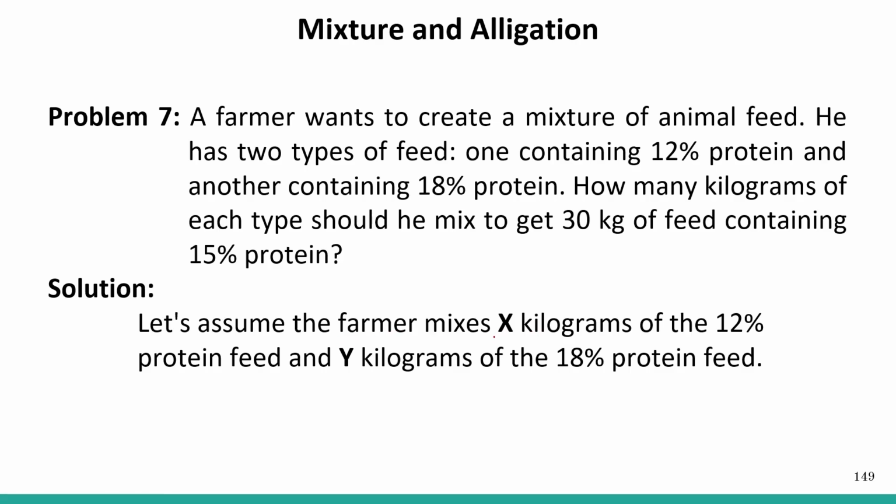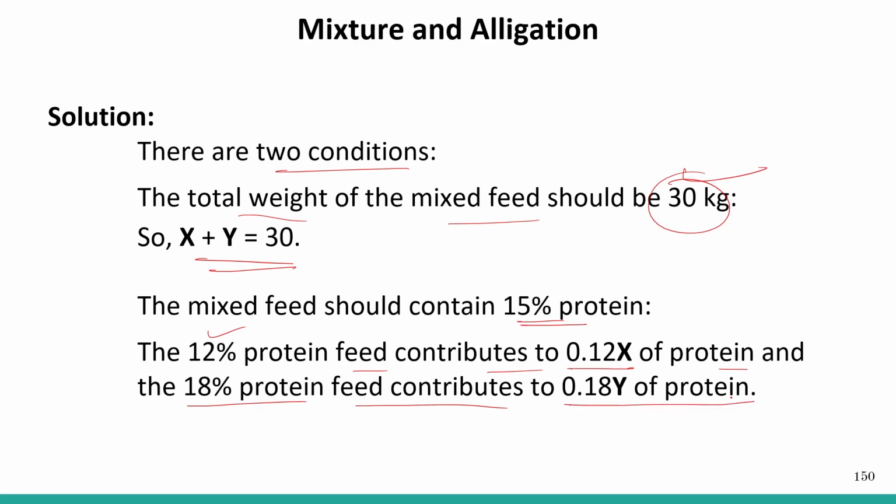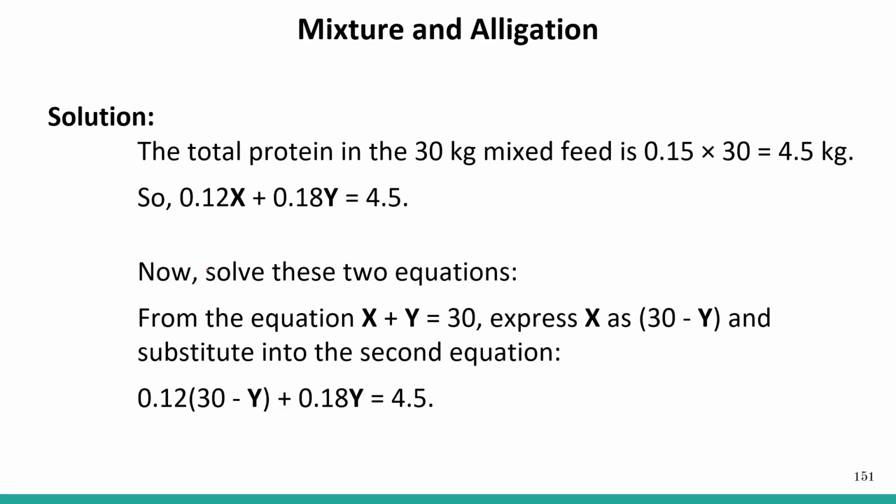Let's assume the farmer mixes x kilograms of 12% protein feed with y kilograms of 18% protein feed. So there are two conditions. The total weight of the mixed feed should be 30 kilograms, so x plus y must be 30. The mixed feed should contain 15% protein. The 12% feed contributes 0.12x of protein, and the 18% feed contributes 0.18y of protein. So 0.12x plus 0.18y is equal to 4.5.